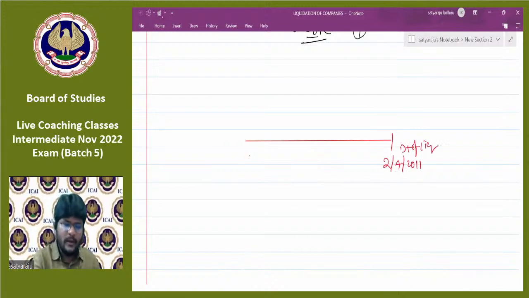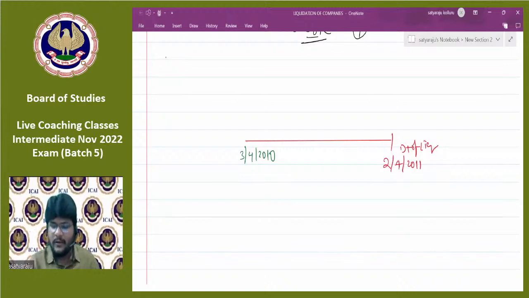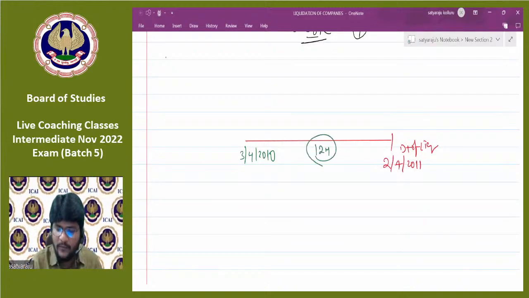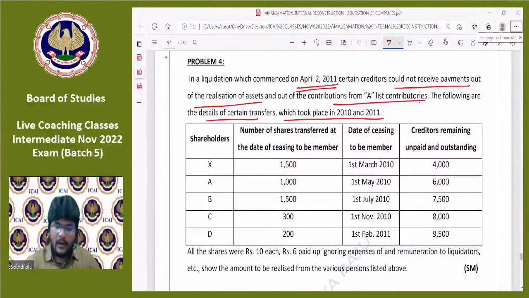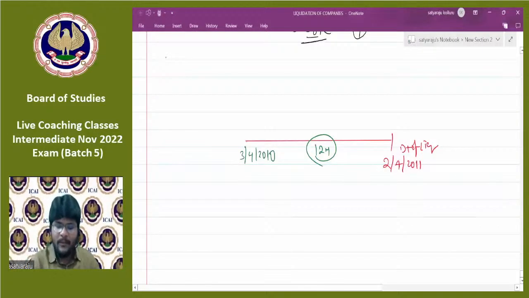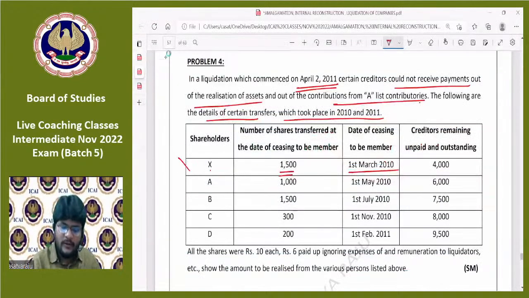Now, can you please tell me what are all the transfers made after 3/4/2010 to 2/4/2011? Such all transfers we can call list B contributories. Am I right or wrong, guys? This is nothing but the preceding 12 months to the date of liquidation. Okay. Shareholder X transferred 1500 shares as on 1st March 2010. Sir, if it happened before 3rd April 2010, 1st March means he is not a list B contributory. X is not a list B contributory, guys.